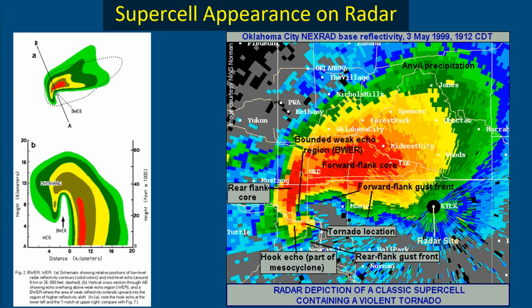The cartoon depiction is up here on the left-hand side. Now, if you were to do a cross section from A to B here, you would actually see what we call an echo overhang above, where basically the air is coming in and up. This is where the updraft is. So these are kind of the classic appearances of a well-developed supercell storm, and you'll see some of this in the examples that we're showing going forward.